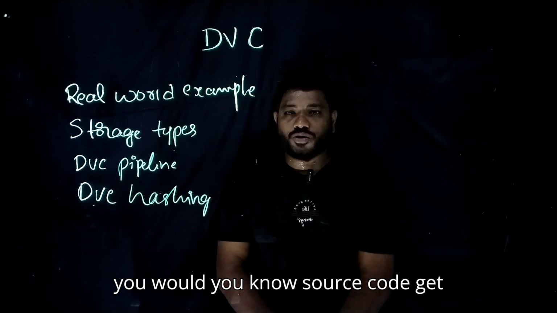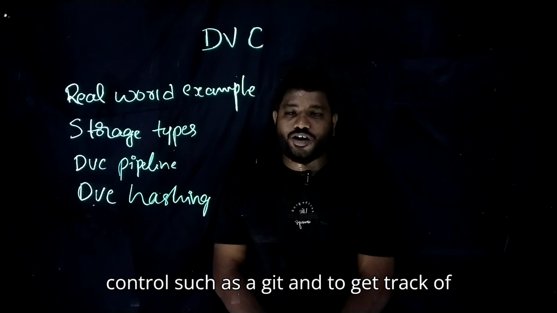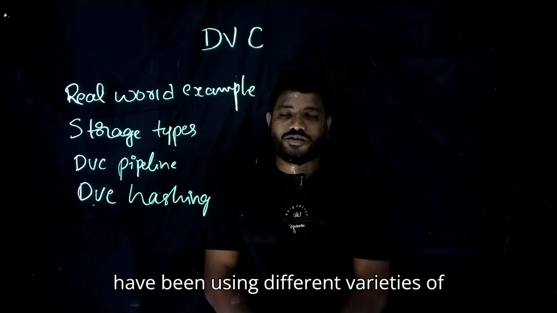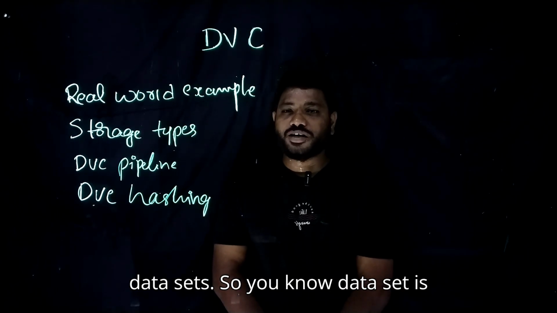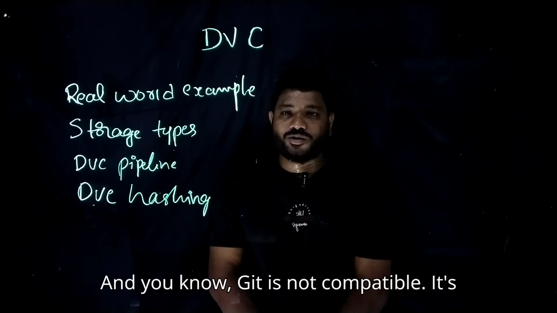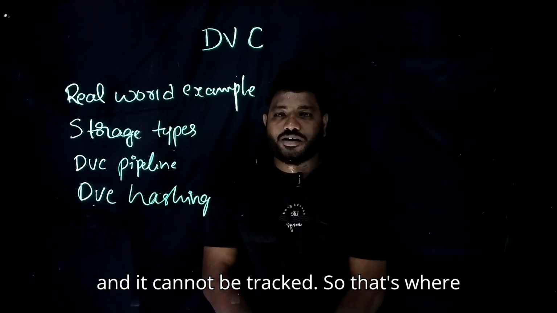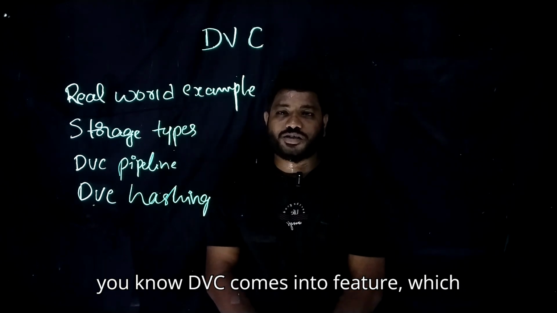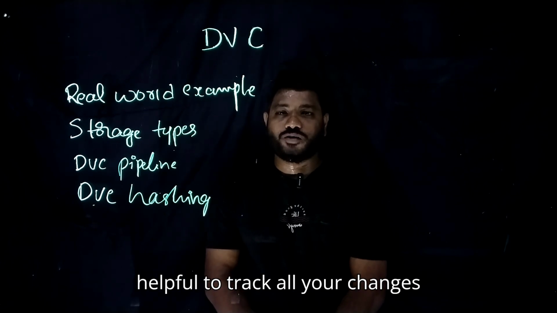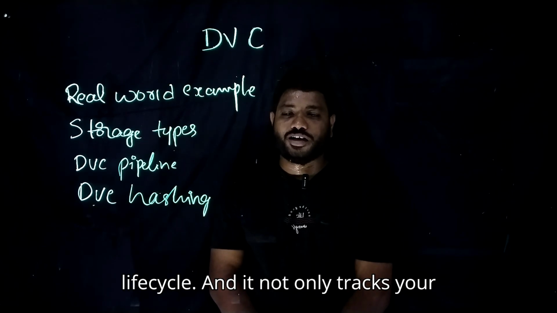While your source code changes, you may use version control such as Git to keep track of all your source code. But every day you have been using different varieties of data sets. The data set is huge, with large files of data, and Git is not compatible. It's not designed to track all your large files, so they cannot be tracked. That's where DVC comes into the picture. DVC helps to track all your changes to large files such as data sets in your machine learning lifecycle.